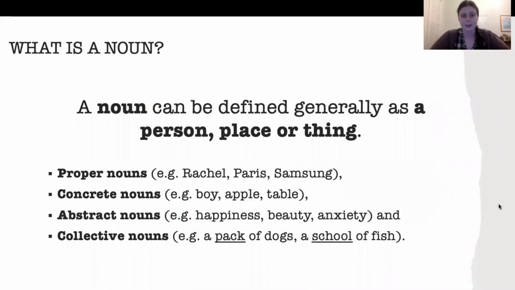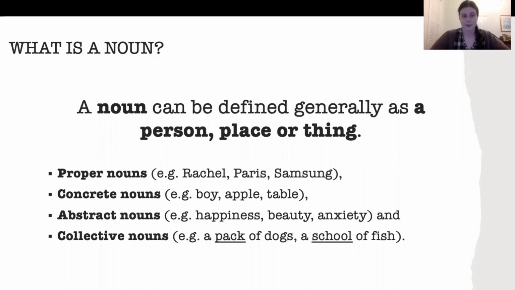So a noun can be defined generally as a person, place, or thing. Probably remember that from Year 2 English if you're a native English speaker. But if we want to be a bit more finicky about it, and Latin is nothing if not finicky, we can split that down further into 4 different categories. So we've got proper nouns, so that's the name of a person, place, or thing. So for example, Rachel, Paris, Samsung.